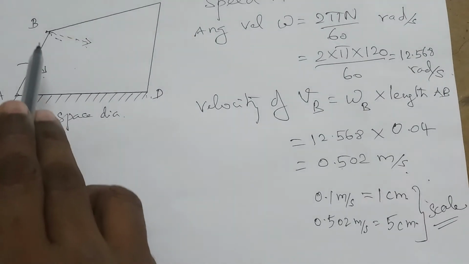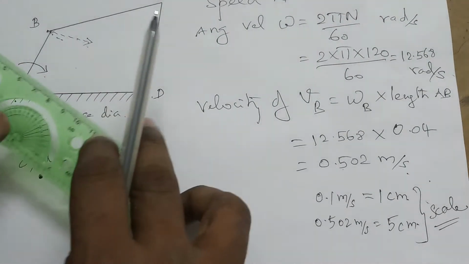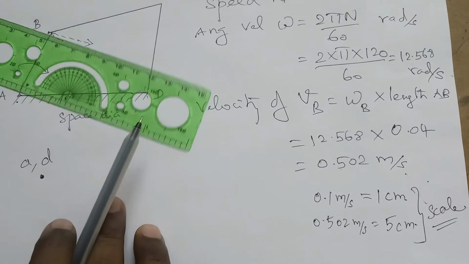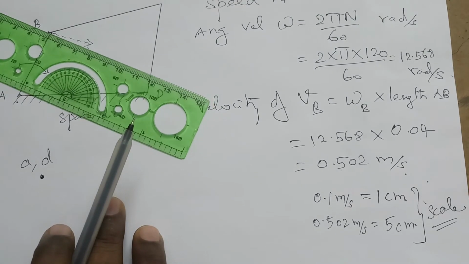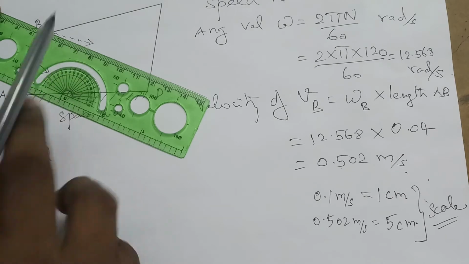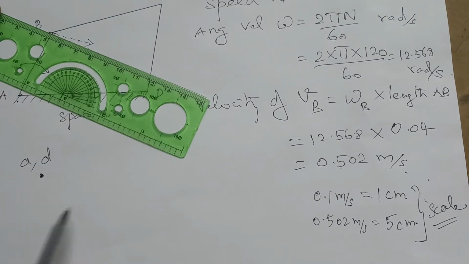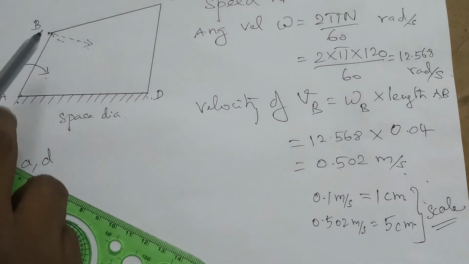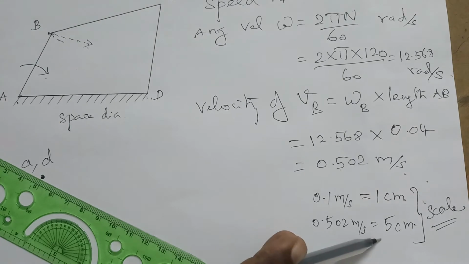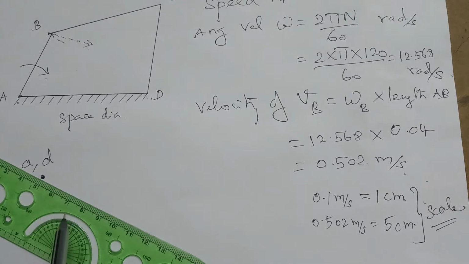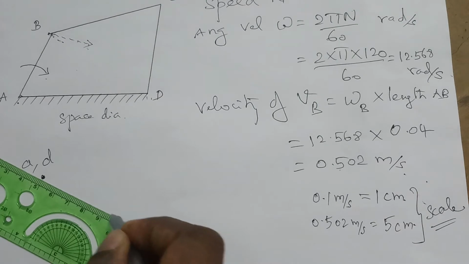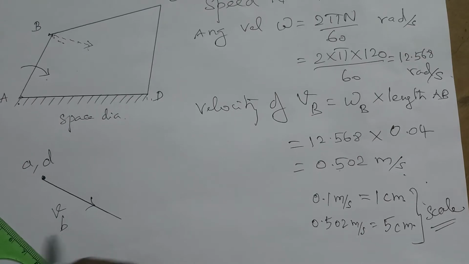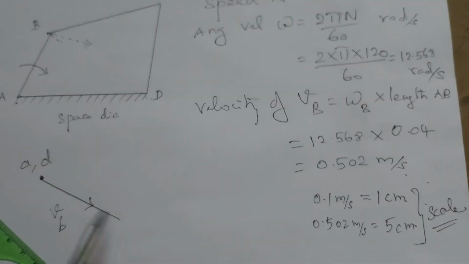Now what you have to do is place your ruler here at point B, perpendicular to this link AB. Now slowly move towards this point AD, and the length of this velocity we have found here as 5 centimeter. So 1, 2, 3, 4, 5. So this represents the velocity of B.